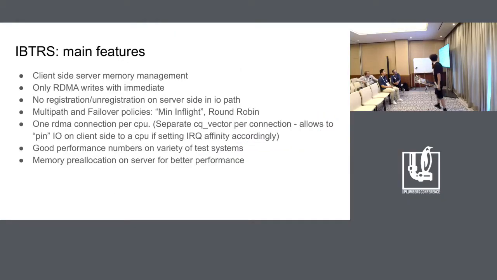I just wanted to briefly go over the main features of IBTRS because they have been discussed on the mailing list a couple of times. The main feature of IBTRS as a transport layer is that we pre-reserve memory on the server side. On connection establishment, the server allocates queue depth buffers of fixed size, and those buffers are in the sole responsibility of the client. The client decides how to use them. Then the client does RDMA writes with immediate field for writes and requests reads, and the server replies with RDMA writes. So we have a trade-off between memory pre-allocation and better performance, since we don't have registration and unregistration on the server side in the IO path for writes.